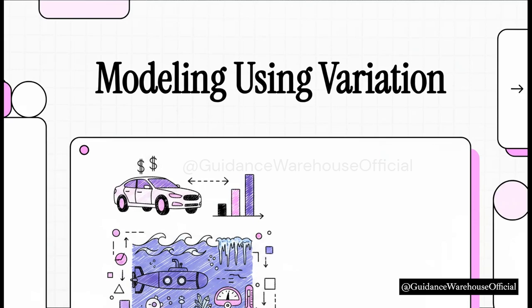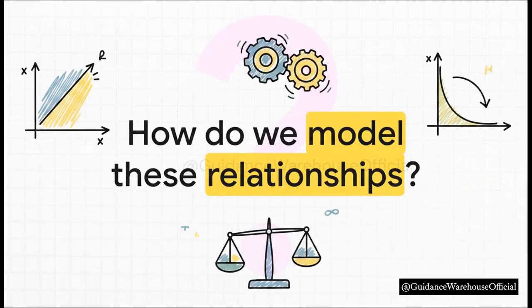Have you ever wondered how a car salesperson calculates their exact commission without just guessing? Or think about this. How do scientists predict the freezing temperatures of the ocean at massive depths before ever sending a submarine down? Well, the universe isn't random, right? It actually changes in highly predictable ways. So how do we actually model these relationships mathematically?